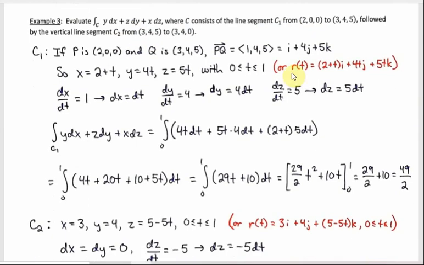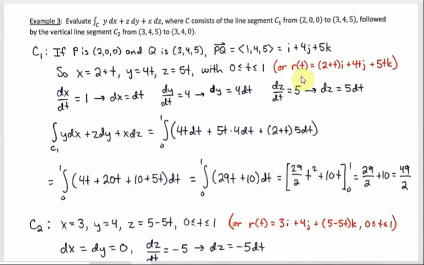So for C1, we're supposed to go from (2, 0, 0) to (3, 4, 5). So then the vector that points in that direction, either written in the bracket notation or just i plus 4j plus 5k, right? Which we get just from subtracting: 3 minus 2, 4 minus 0, 5 minus 0. Okay, well then if we start at the initial point P, so the (2, 0, 0), to get the parameterization of that line, you'd have 2 plus 1t, then 0 plus 4t, and 0 plus 5t, where t goes from 0 to 1.